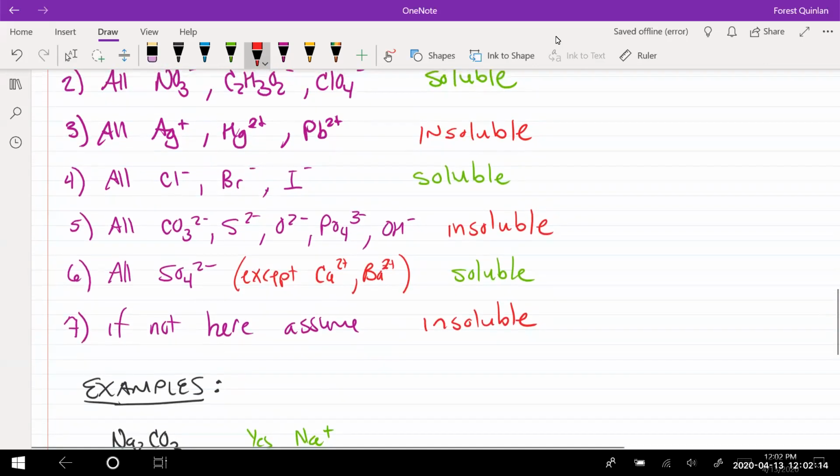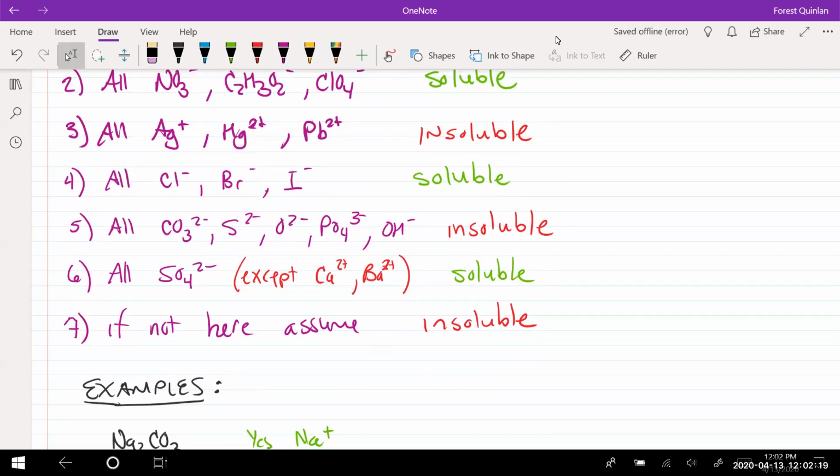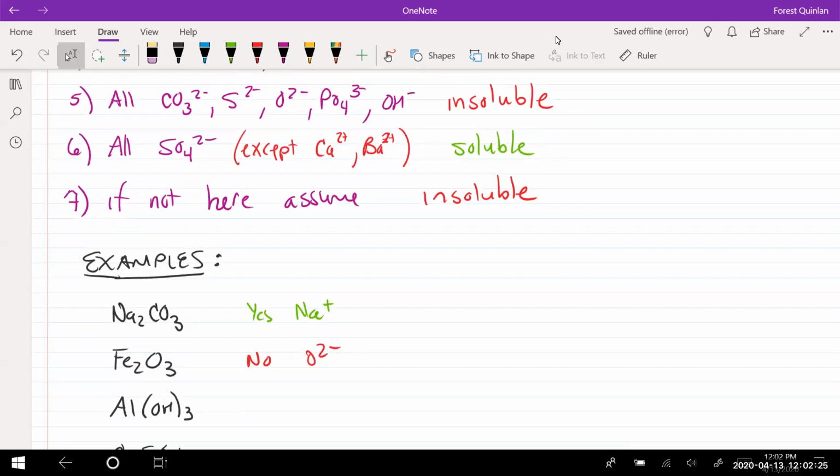The same thing's going to happen for the aluminum hydroxide. Aluminum is not on this list. It's number 7. Hydroxide is on this list at number 5. Both of them say insoluble. Doesn't matter. So that's going to be no because of the hydroxide.